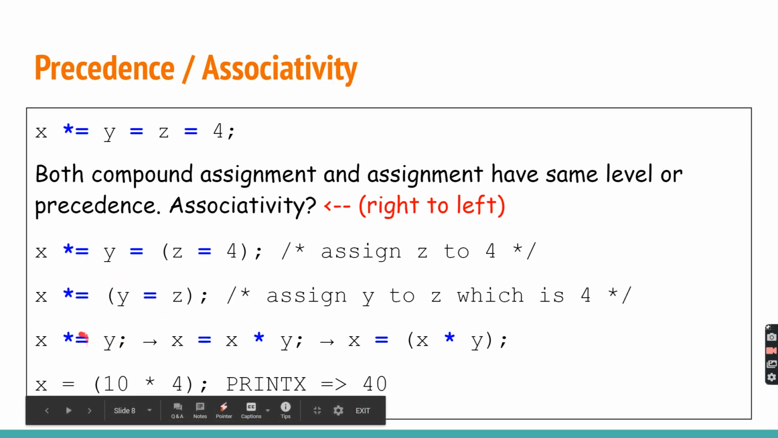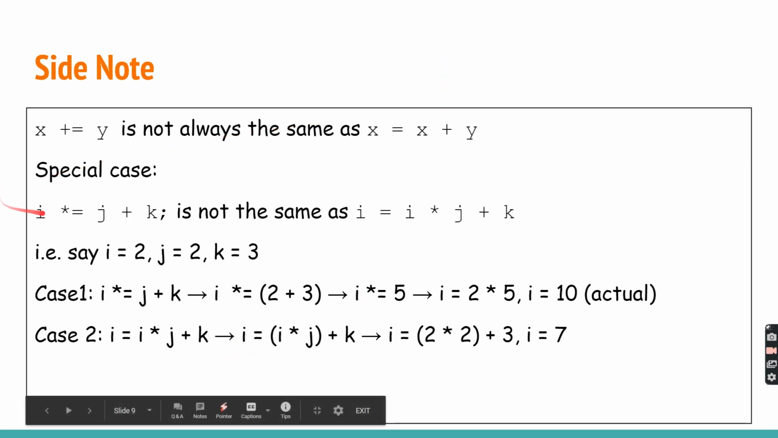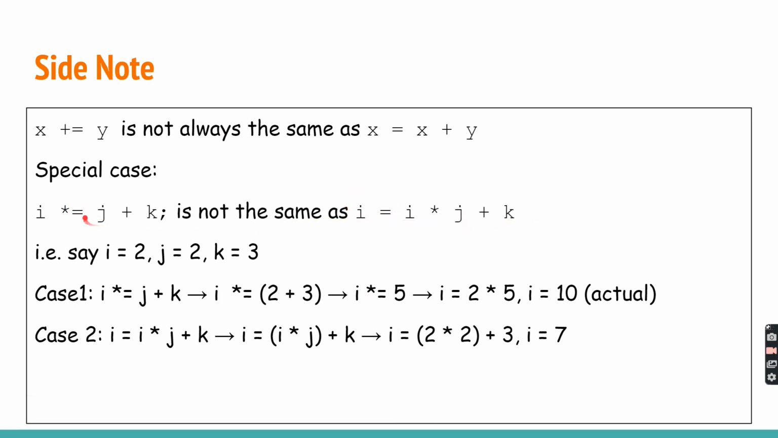Here we have x star equals y, so x equals x times y. We have i star equals here, so i is equal to i times whatever the right hand side is here. But this is not going to hold true, and we'll look at an example here. Suppose we have i, j and k initialized to the values 2, 2, and 3 respectively. So in the first case, without trying to do this expansion, we have i star equals j plus k, replacing j and k by 2 and 3 with their respective values. 2 plus 3 will give us 5.